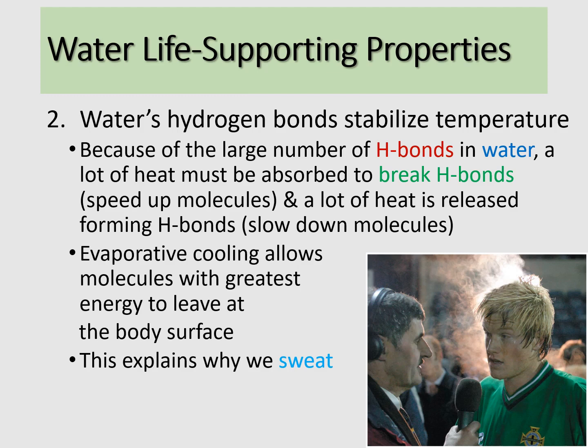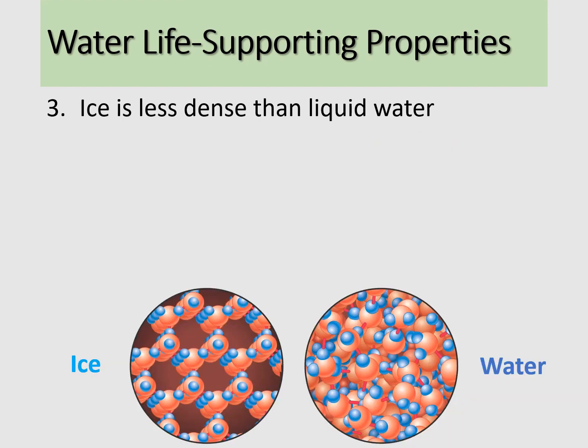So evaporative cooling allows the molecules with the greatest energy, which are really at the point of bursting, to leave at the surface of the body as sweat, right? Then we have condensation, and we even have some gas coming off of heat coming off of us, right? And this explains why we sweat. It's a process to allow us to maintain our body temperature without overheating.